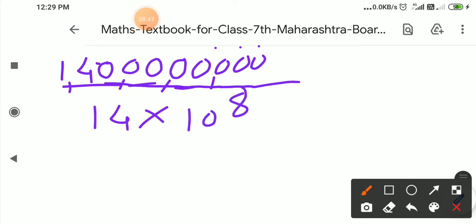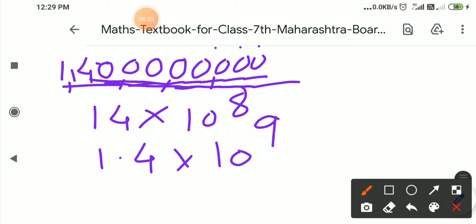And if you want the point after 1, then after this 4, how many digits are there? 1, 2, 3, 4, 5, 6, 7, 8, 9 digits, so 10 to the power of 9. If you want the point after 14, it is 10 to the power of 8, and after 1 it is 10 to the power of 9. In this way you have to write the power. This is the diameter of the sun.